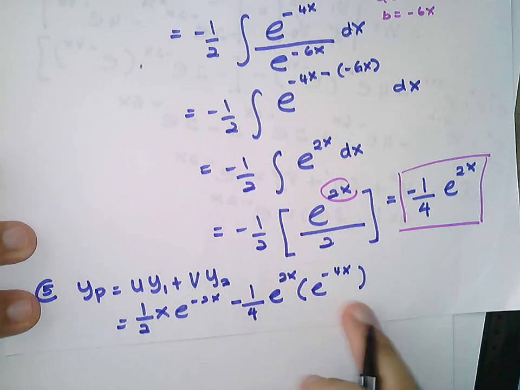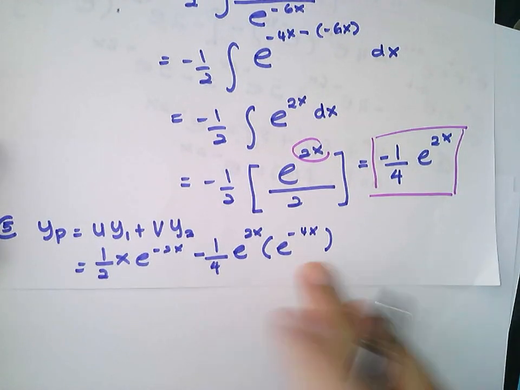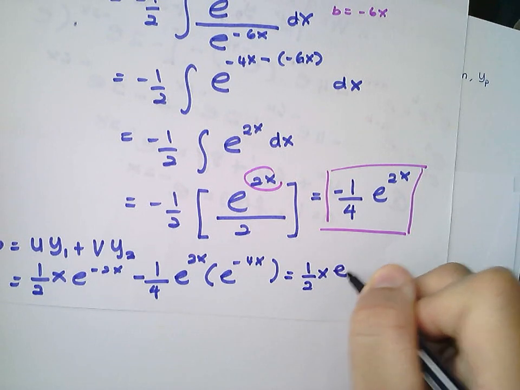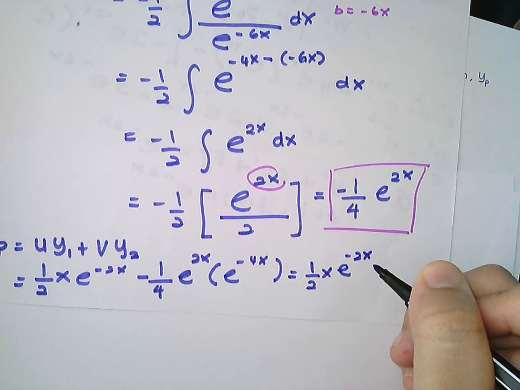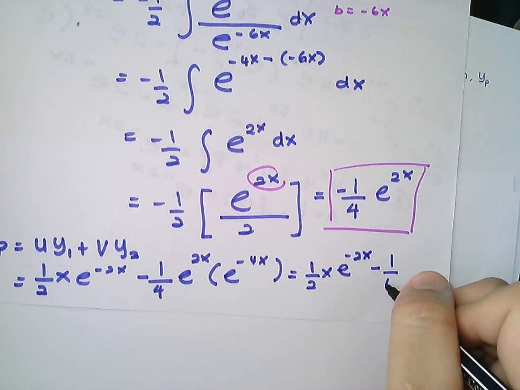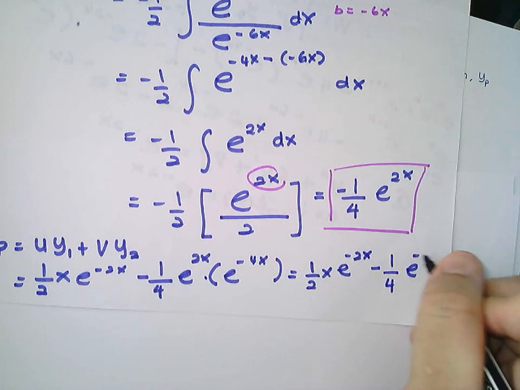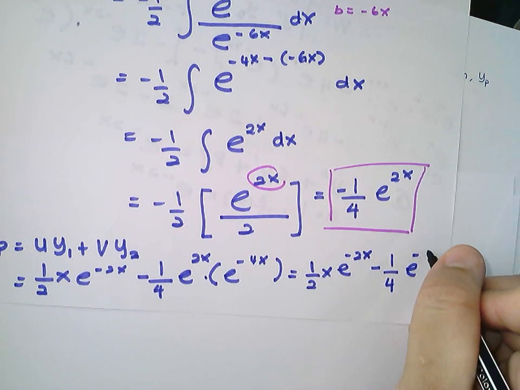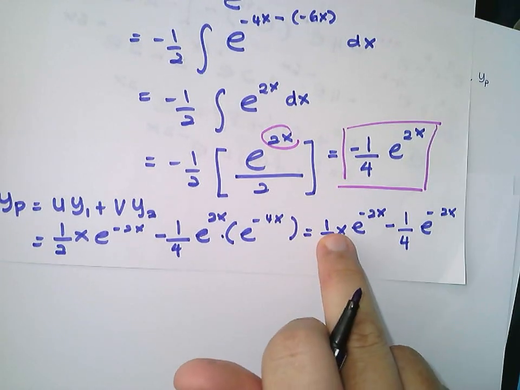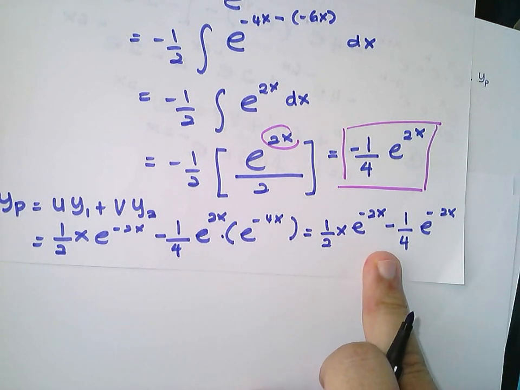Simplify this function since you have exponent times exponent. Therefore you will have 1 over 2x e negative 2x minus 1 over 4 times, a plus b, so you will have exponent negative 2x. Can you add these two? No, you can't. Why? Because this one has x here. So this is your yp.